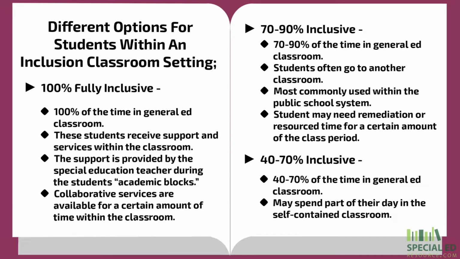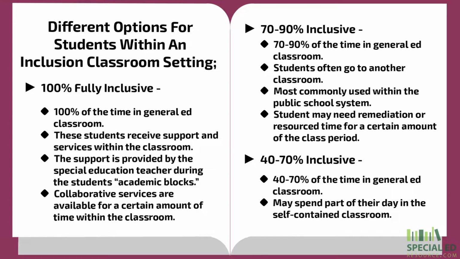This is where students spend all of their time in the general education classroom setting. These students receive support services within the classroom. The support is provided by the special education teacher during the student's academic blocks. Collaborative services are available for a certain amount of time within the classroom. And then we have 70 to 90% inclusive. These students are in the general education classroom setting 70 to 90% of the time.